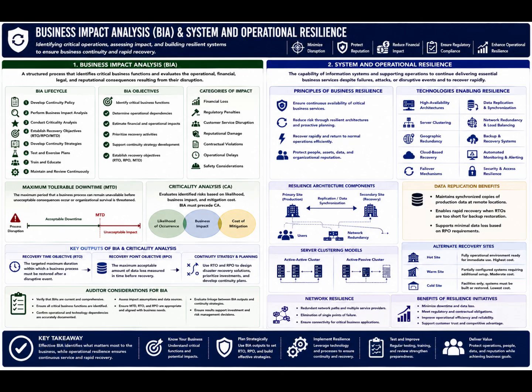Outputs from the BIA and criticality analysis are subsequently used to establish Recovery Time Objective (RTO), the targeted maximum duration required to restore business operations after disruption. Recovery Point Objective (RPO), the maximum acceptable amount of data loss measured in time. These recovery objectives become the basis for designing disaster recovery architectures and continuity strategies.